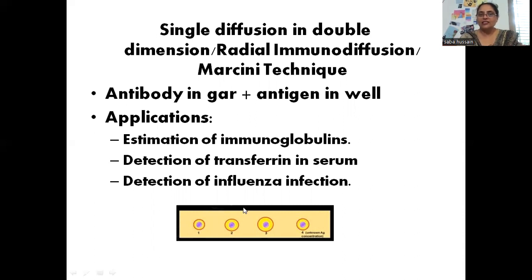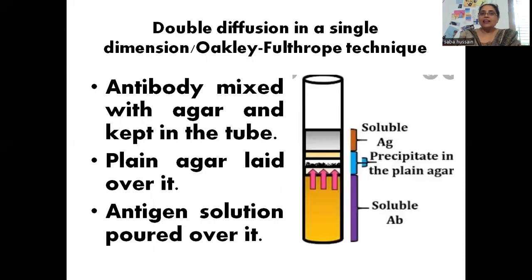Here you can see that is why a circle is formed. That is why it's a double dimension, because it can move in length and breadth both sides. While when we were doing it in this tube, only one direction, length, was covered. Another is double diffusion in a single dimension.